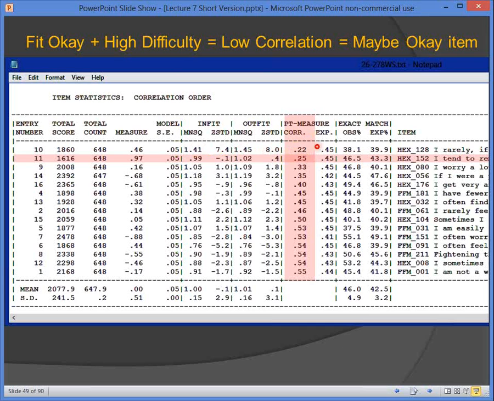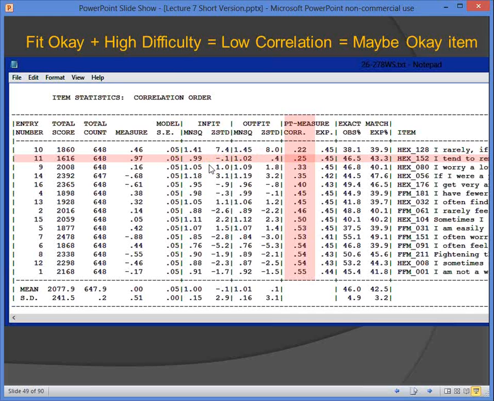So since the item has a very low correlation with the scale, and since it has marginal or bad fit statistics, well, we can just go ahead and throw the item out. This item is a little bit of a different case. Yes, the item scale correlation is low at 0.25, but the fit statistics are okay.